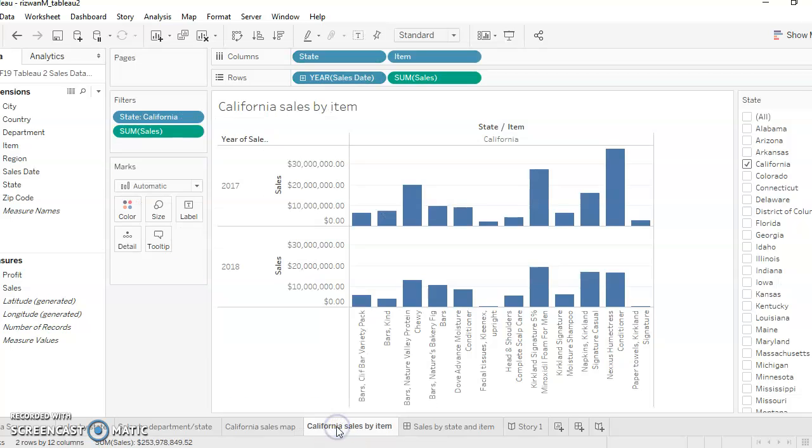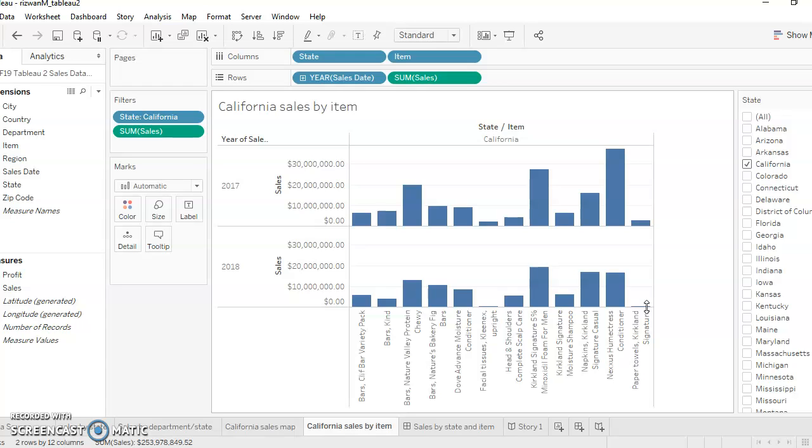Then I took the sales and put it into year by item. We can see that in 2017 and 2018, both facial tissues, Kleenex, and over here the paper towels have fairly lower sales than all the other products. For example, conditioner and Cliff Bars have high sales, whereas for Kleenex, and especially in 2018, and paper towels in 2018, the sale is very low.